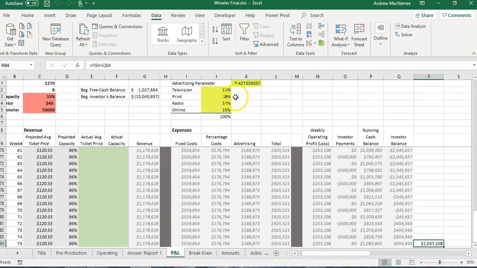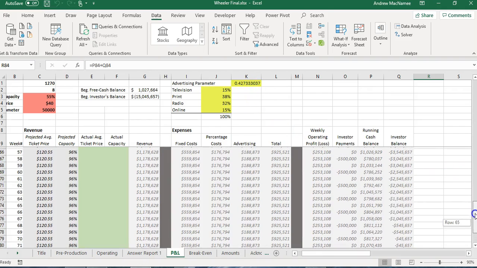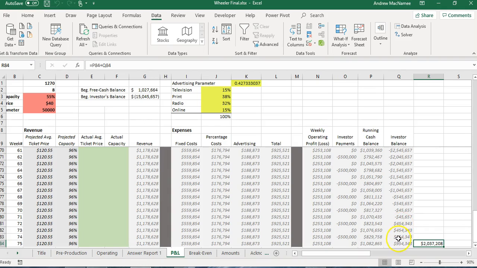So here the solution shows that 38% should be spent on print advertising of our advertising budget, and of our operating margin, 42.7% should be spent on advertising. This is what we need to do to maximize our return to investor.